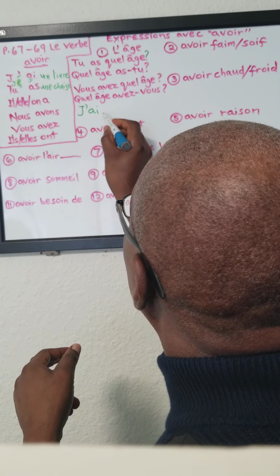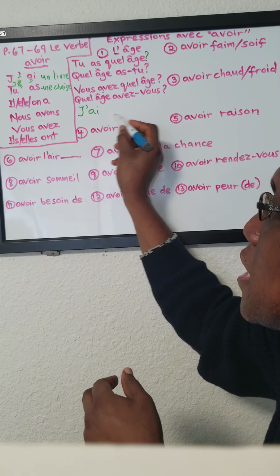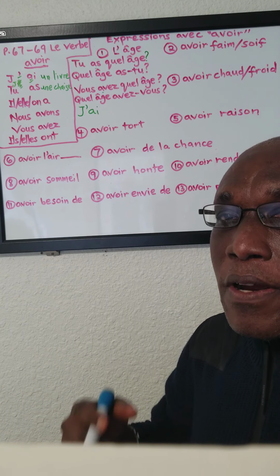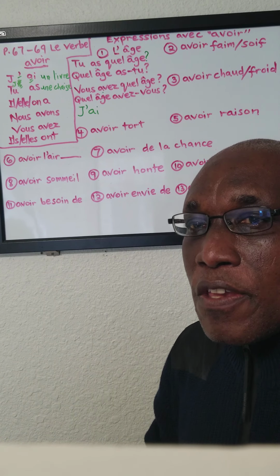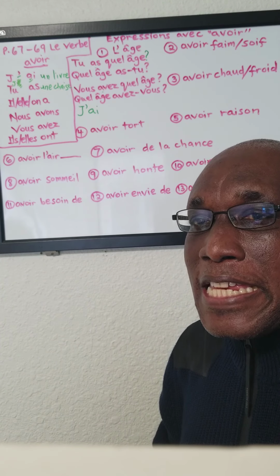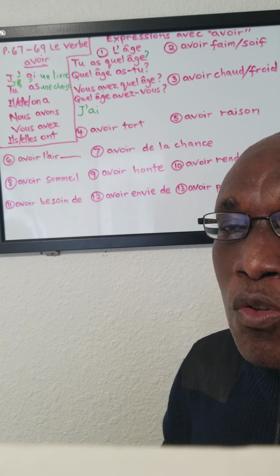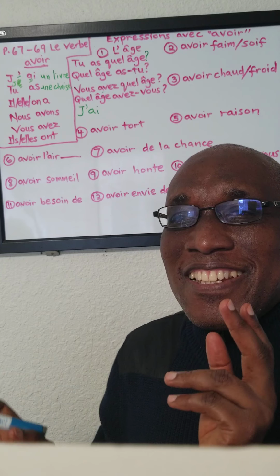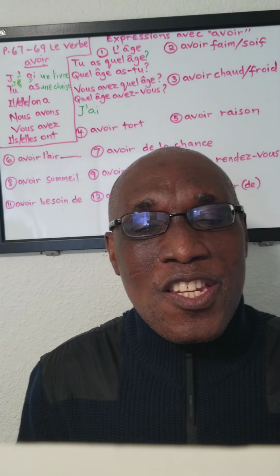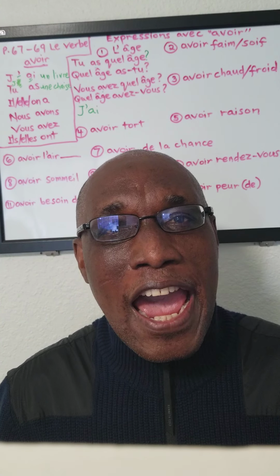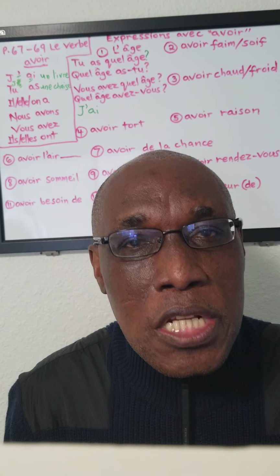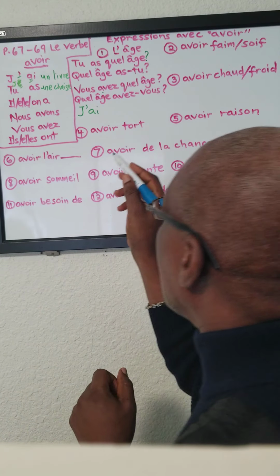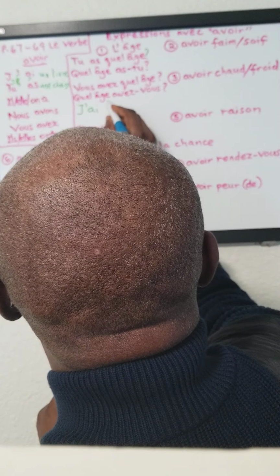Followed by your years, right? Years, the number of years. So if you are 18 years old, you will just say, J'ai 18 ans, which translates into English as I am 18 years old.